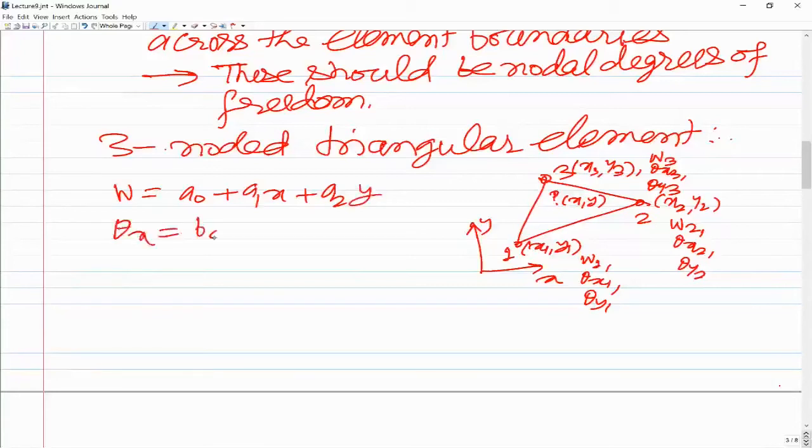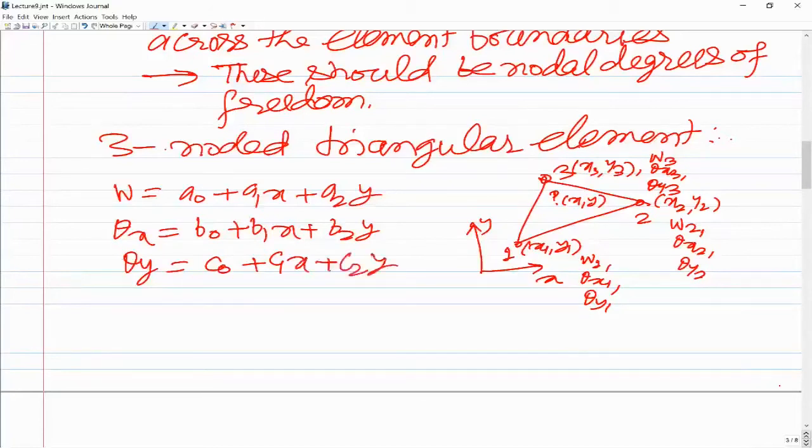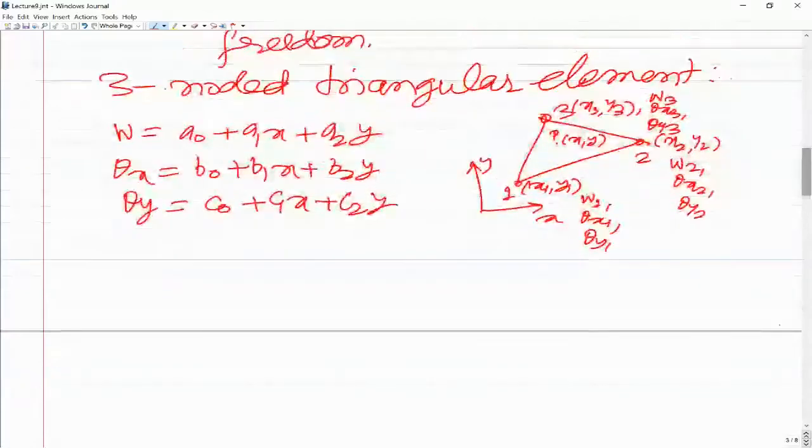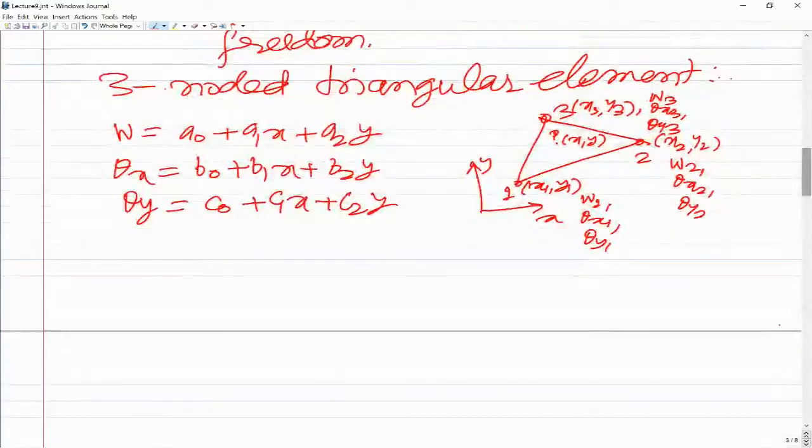Theta x similarly can be written as b0 plus b1x plus b2y, and theta y can be written as c0 plus c1x plus c2y. Then you can express a0, a1, a2 in terms of w1, w2, w3, and similarly b0, b1, b2 in terms of theta x1, theta x2, theta x3, and so on. Then you can write these in terms of shape functions, and those shape functions turn out to be area coordinates.